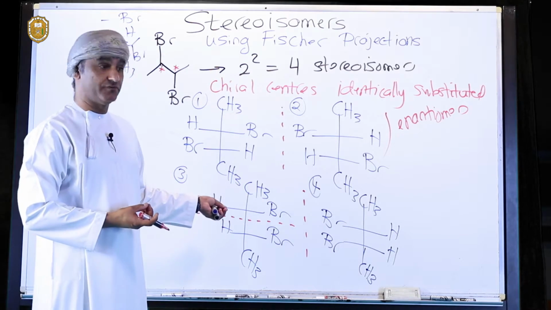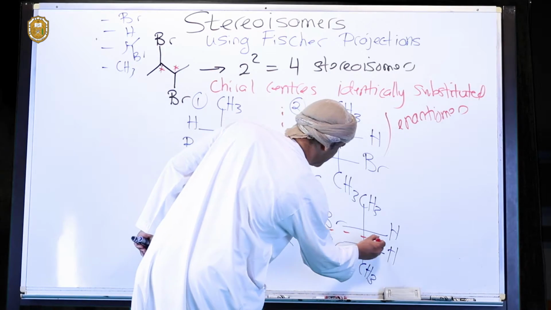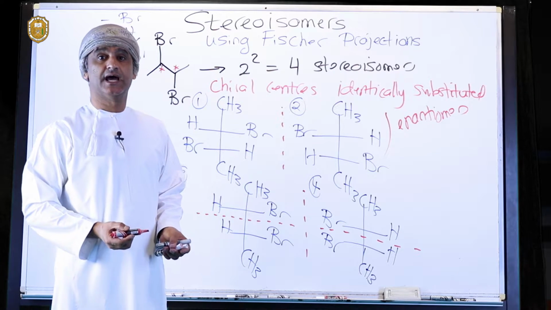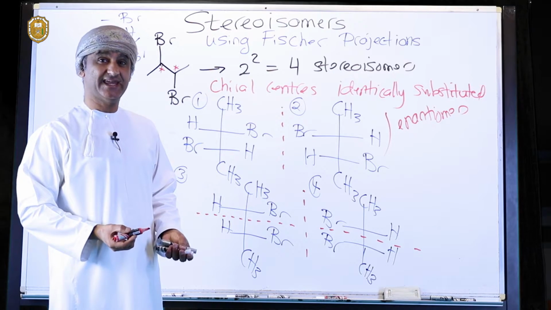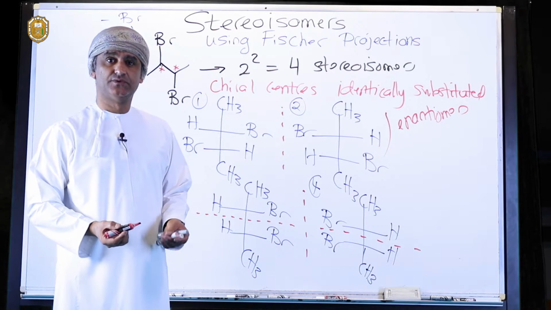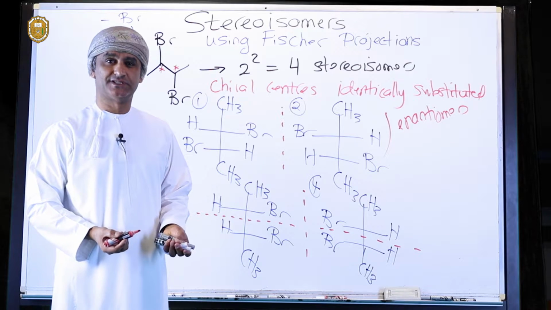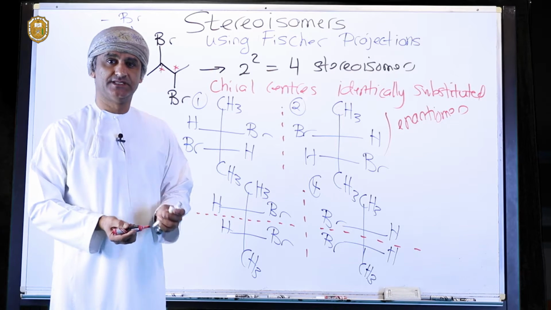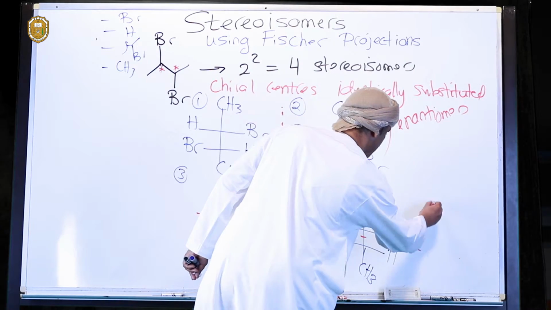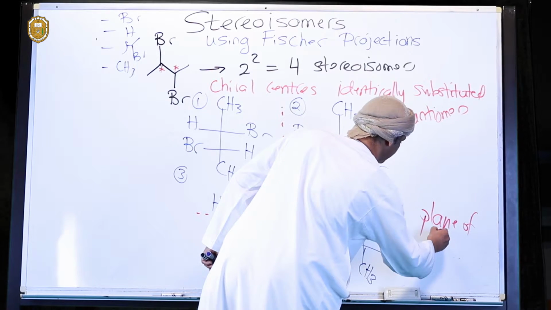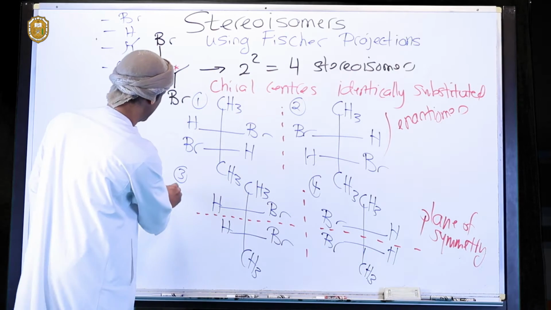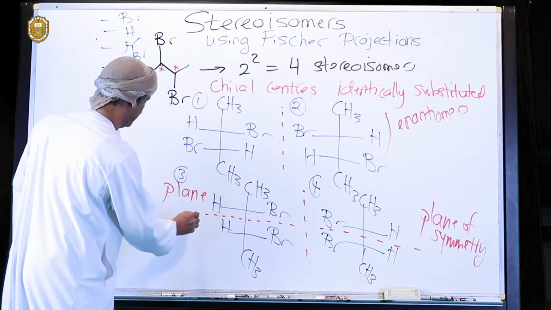So number 3, therefore, and so is number 4, because number 4 is a mirror image of it. These 2 stereoisomers have a plane of symmetry, therefore they are achiral. 3 and 4 are actually identical. They do not represent different molecules or different stereoisomers. 3 and 4 have a plane of symmetry, so this has a plane of symmetry, and so of course so is 3.